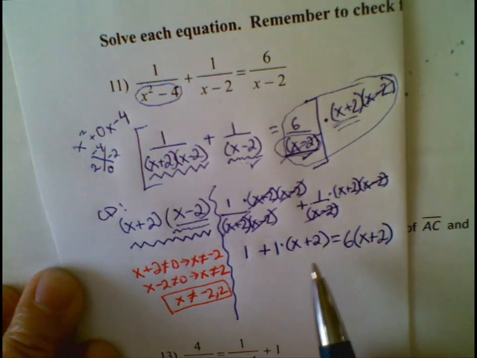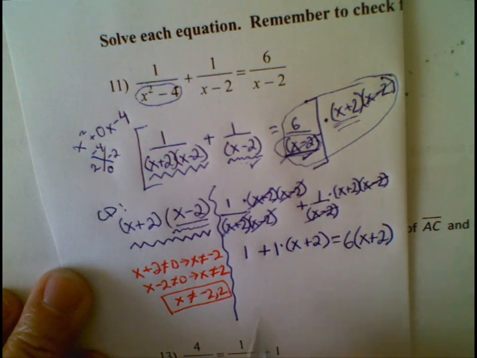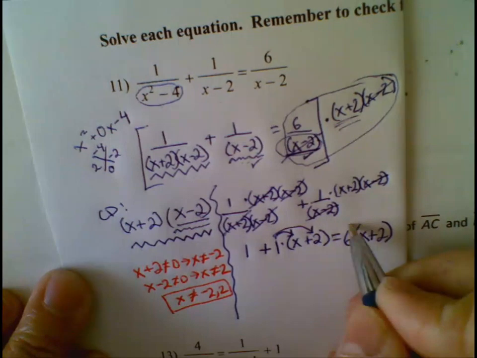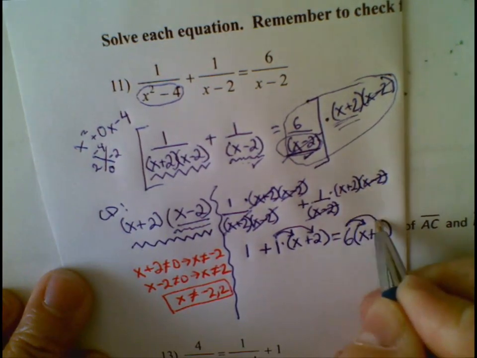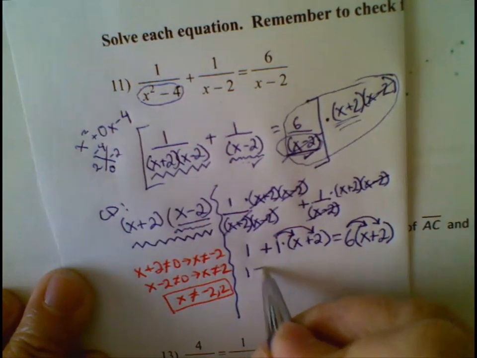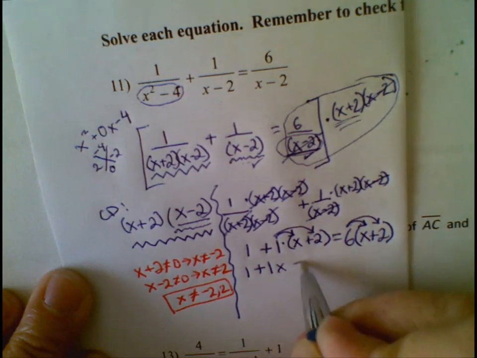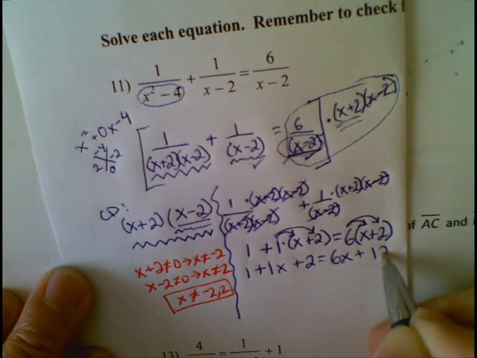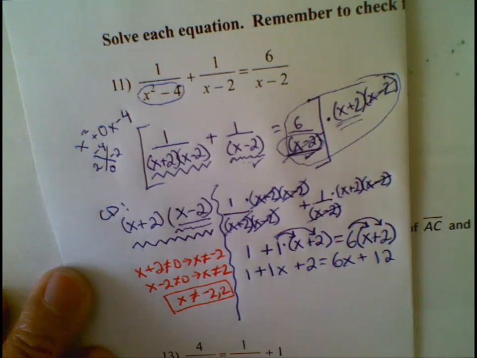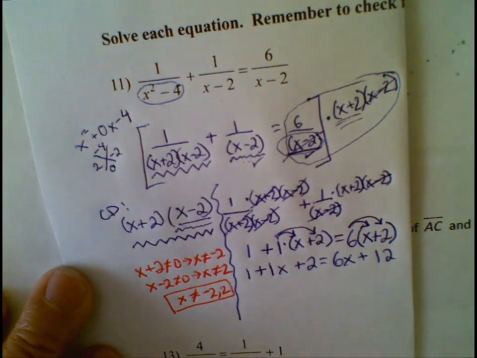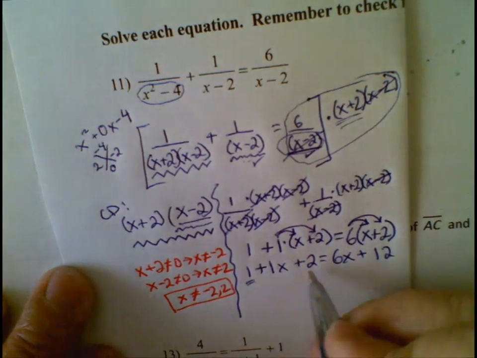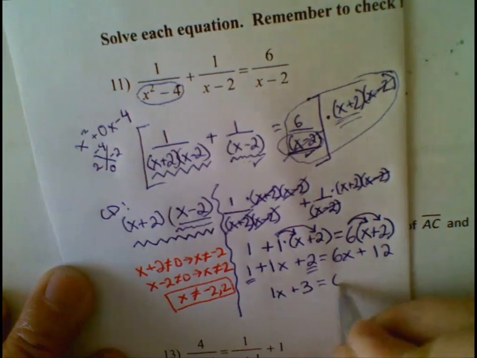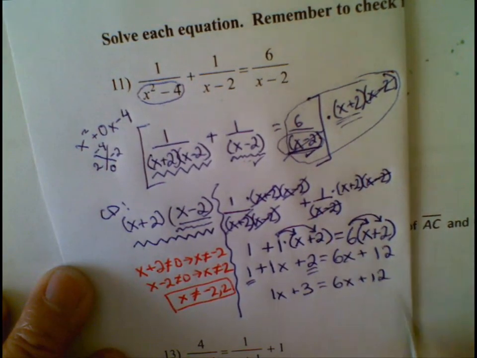And now this is no longer a rational equation. This is a much easier equation to solve. I need to distribute the 1 over here, and I also need to distribute the 6 right here. So that becomes 1 plus 1x plus 2 equals 6x plus 12. Now I want to get all my x's to one side and all my numbers to the other side, but first I need to combine like terms. So this is 1x plus 3 equals 6x plus 12.